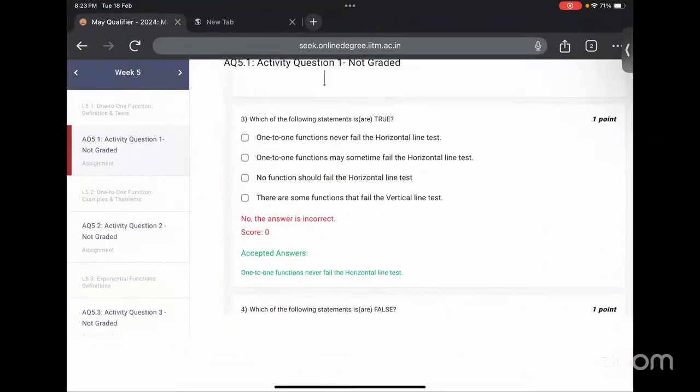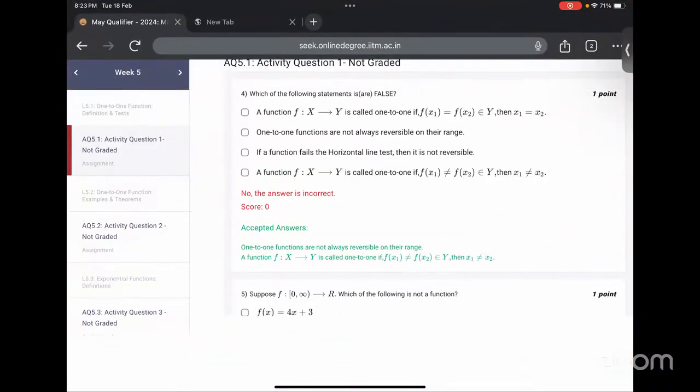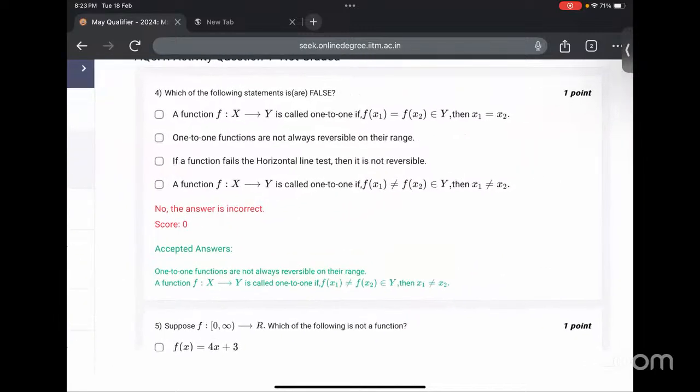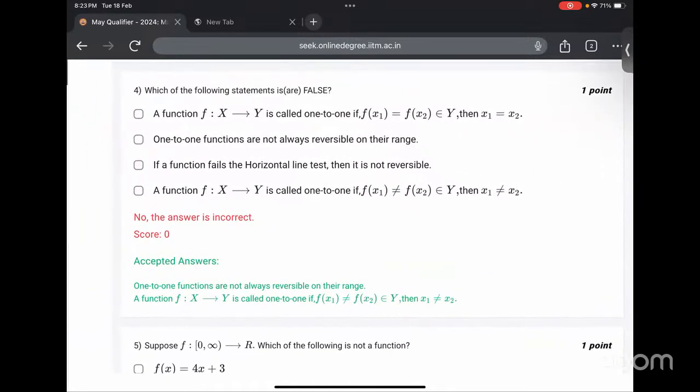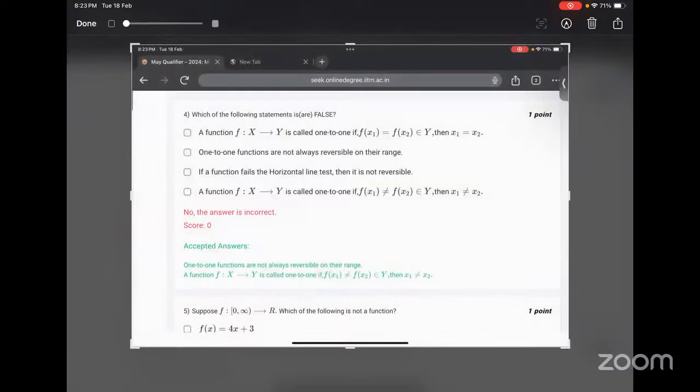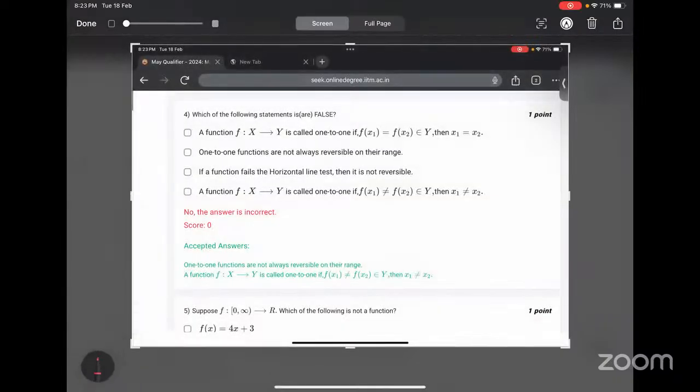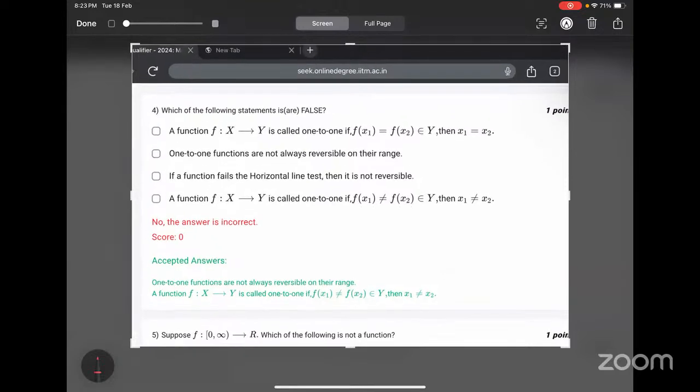Okay, so we were solving the fourth question, right? Yes, madam. So, let us go one by one. Let us start from option 1. Option 1 says a function f from x to y is called one-to-one if f of x1 is equal to f of x2, then x1 is equal to x2. This is true, right? It is true by the definition.